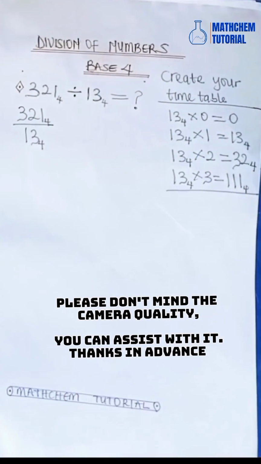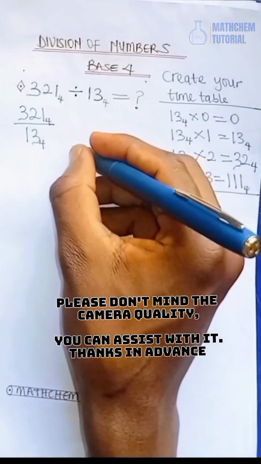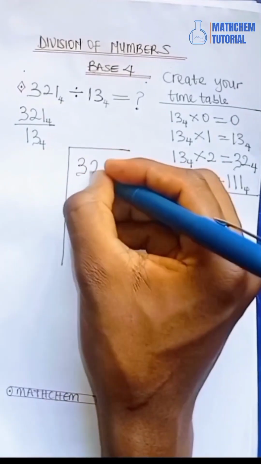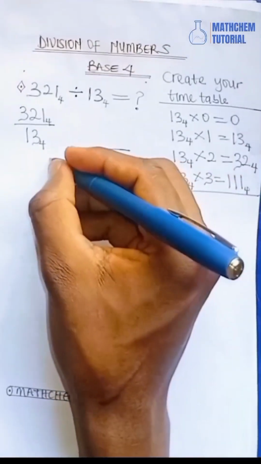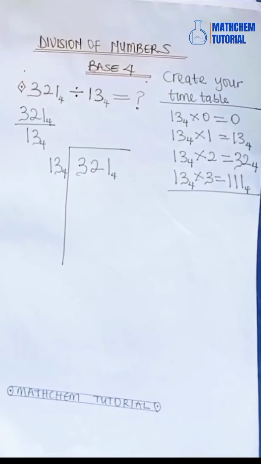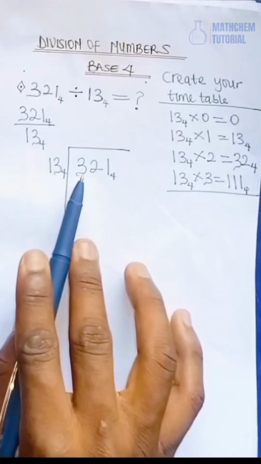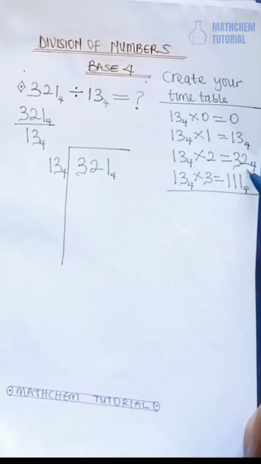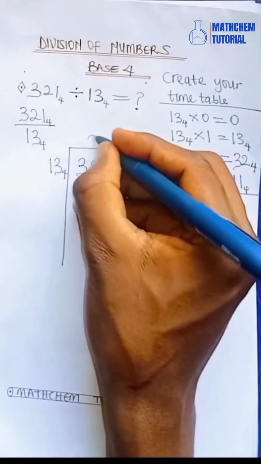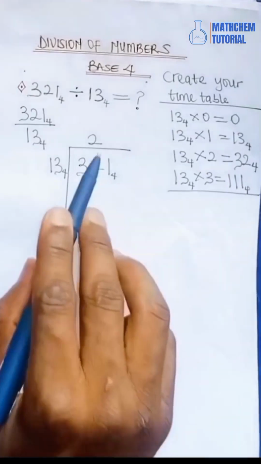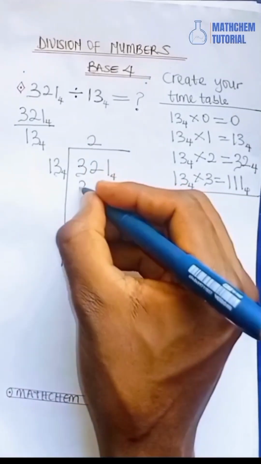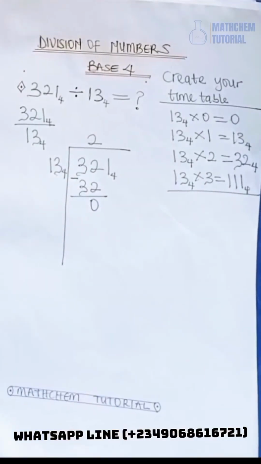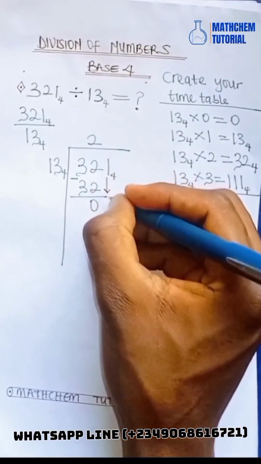Don't forget that we are dividing 321 base 4 by 13 base 4. So rule your table as usual, then write the numerator in the box, and the denominator is going to be outside. Then you begin by saying how many 13 can you see in 32. You check that from the table. You can see that it falls under 2, so write the 2 up, then 2 times 13 gives 32 from the table. Then you subtract, and that gives us 0.